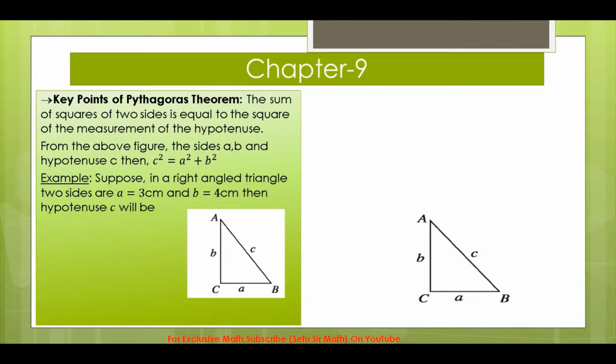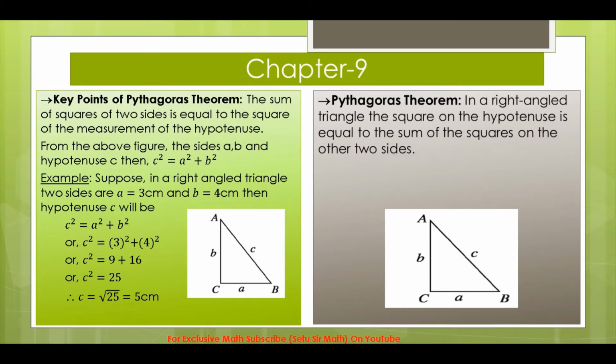Example, suppose in a right angle triangle, two sides are a equals 3 cm, b equals 4 cm, then the hypotenuse c will be, we have to use this formula for finding c or the hypotenuse. That is the formula. Putting the values of a and b, we get c square equals 9 plus 16, c square equals 25, and we know c equals root over 25, that is 5 cm, the hypotenuse. This is the formula, or these are the key points of Pythagoras theorem.